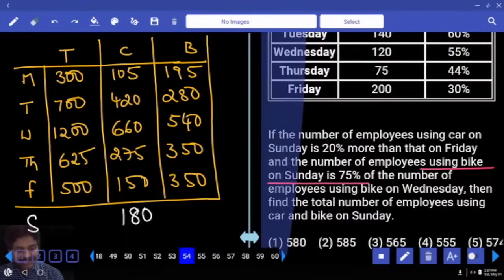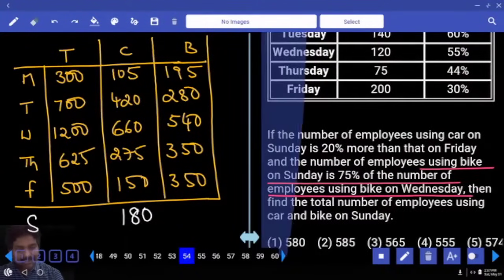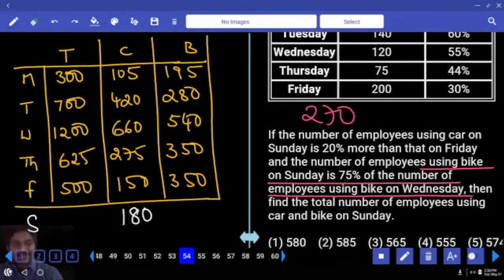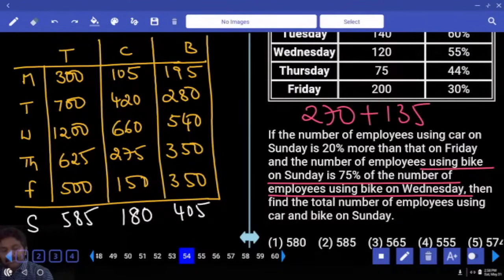Employees using bike on Sunday is 75% of employees using bike on Wednesday. Bike users on Wednesday we have 540. But on Sunday it will be only 75%. Correct? So how do you get 75%? Half plus half. Correct? What is half? 270. What is again half? 135. When you add both you get 405. Now, total number of employees using cars and bikes on Sunday. Answer. Sum of both the numbers. 585.